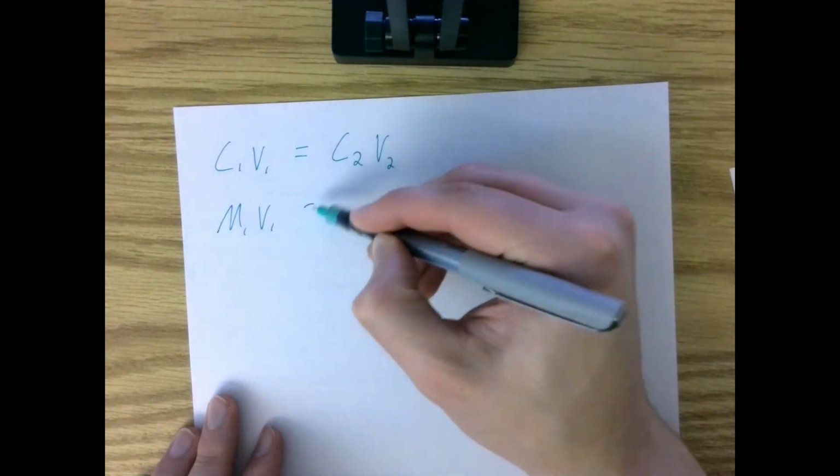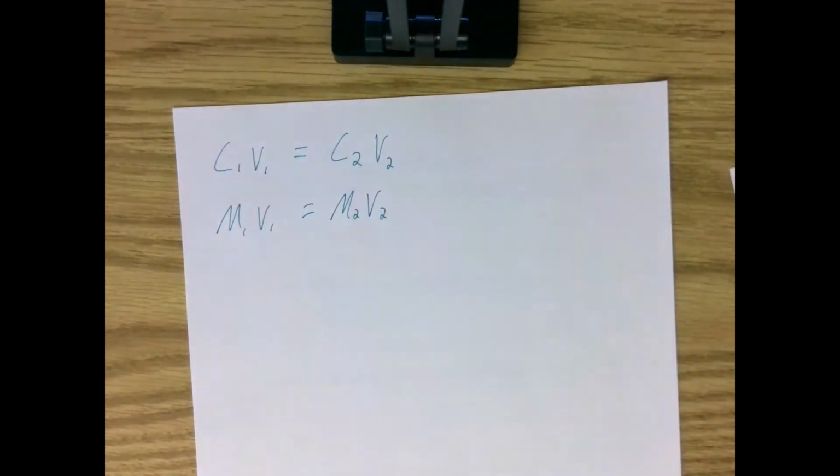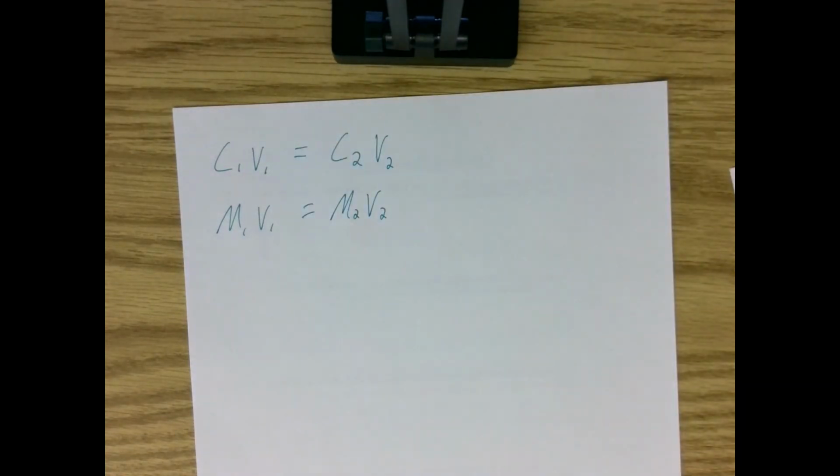M1 V1 equals M2 V2. Okay? That's the exact same formula. The M just stands for molarity. So we'll use the top one, do the same. I'll write it with the C's. But just be aware if in the future you see M1 V1 equals M2 V2, it means the same thing. M is just a unit of concentration, molarity there.